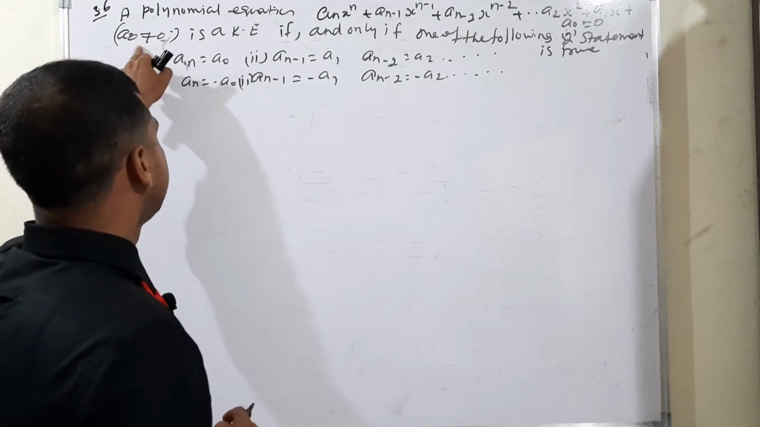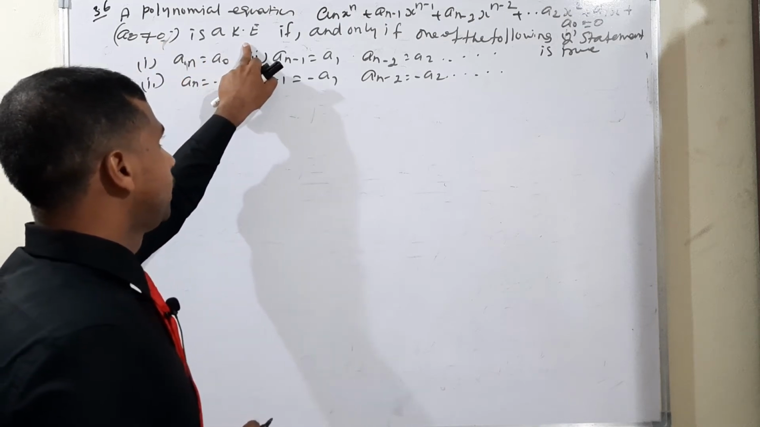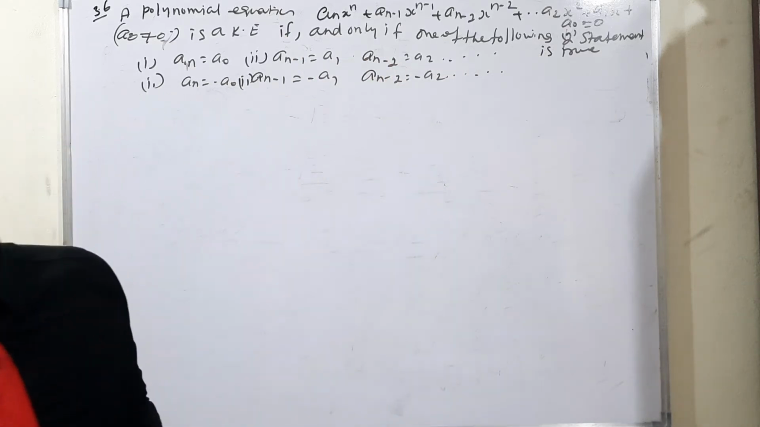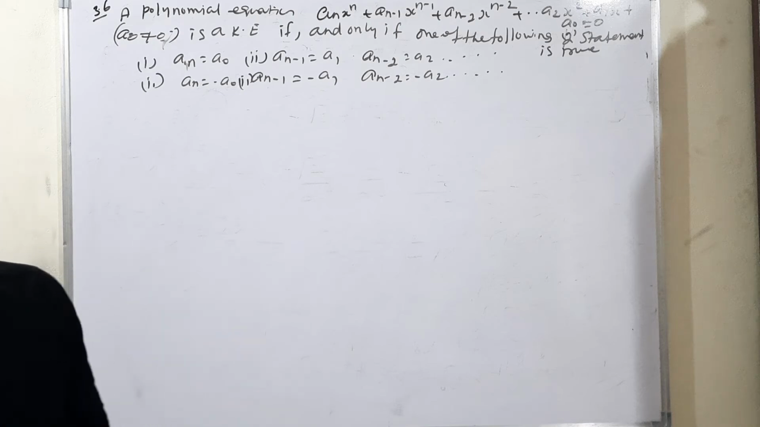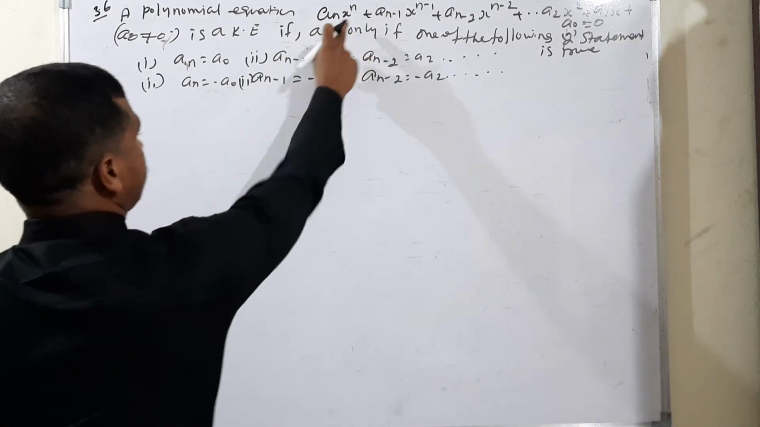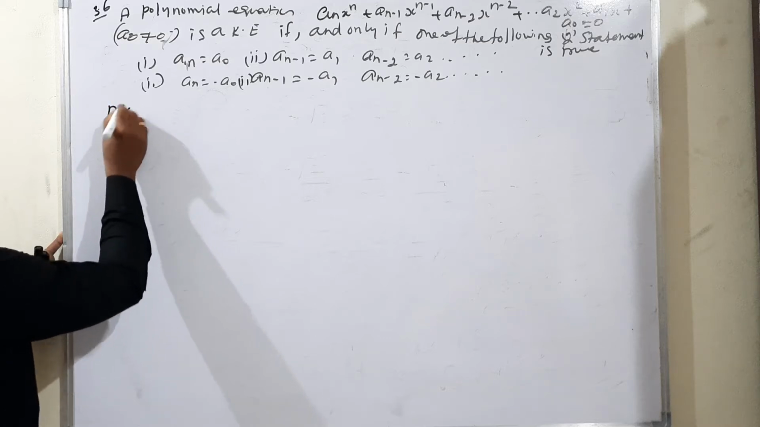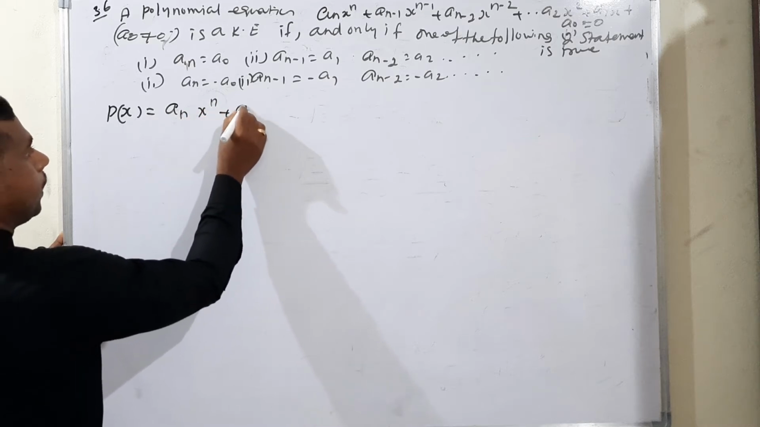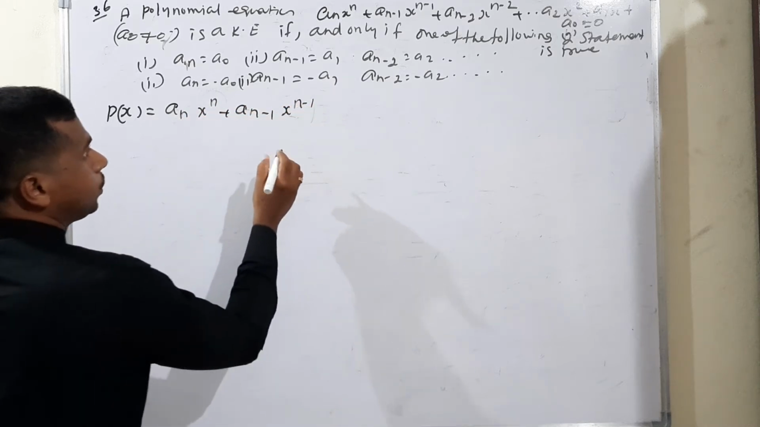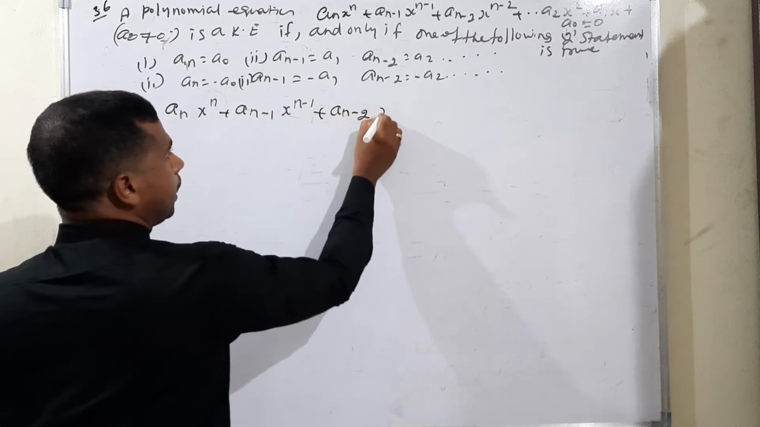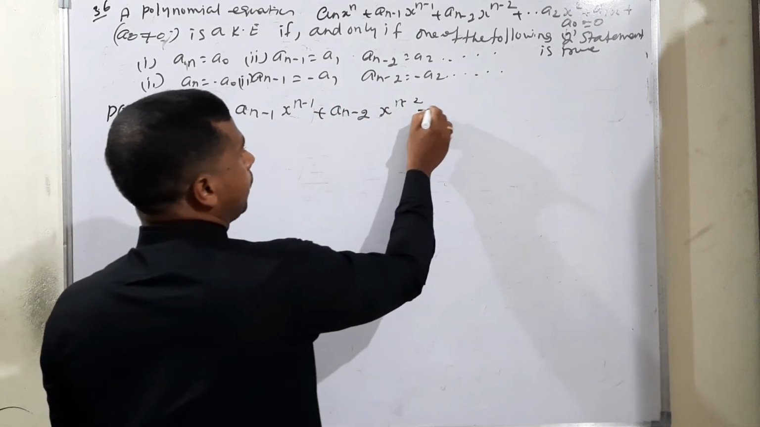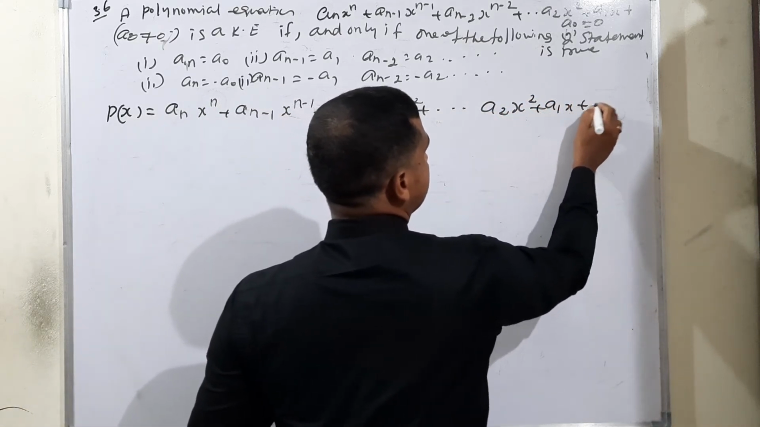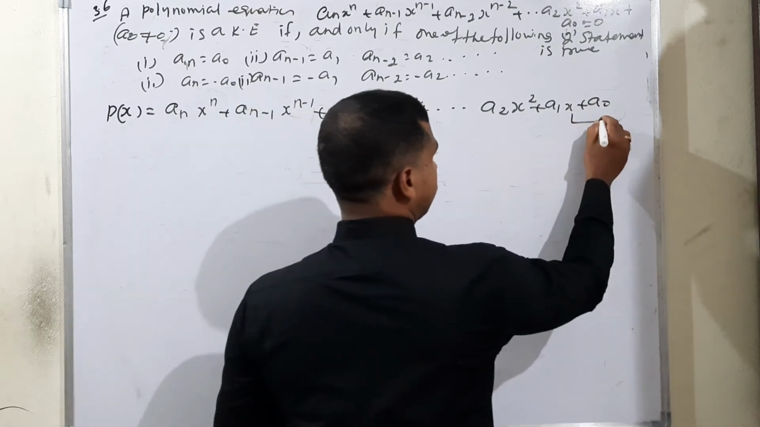With the condition a0 always not equal to 0, it is a reciprocal equation if and only if we have to prove any one of the following two statements. In your book also, they have clearly given this on page number 121. I have considered the first condition. So P of x is equal to an x to the power n plus an minus 1 into x to the power n minus 1, then an minus 2 into x to the power n minus 2, dot dot dot, a2 x square plus a1 x plus a0. This is equation number 1.